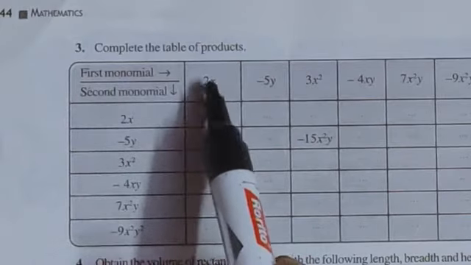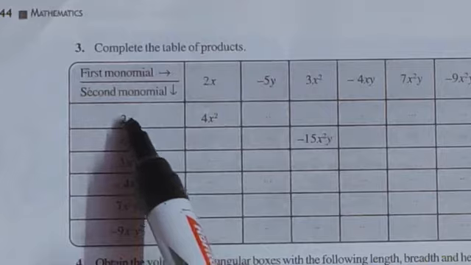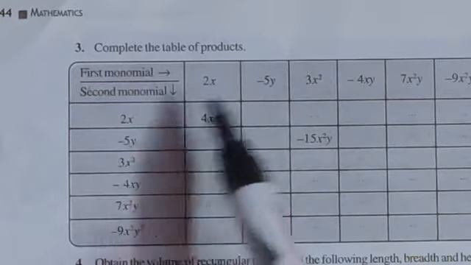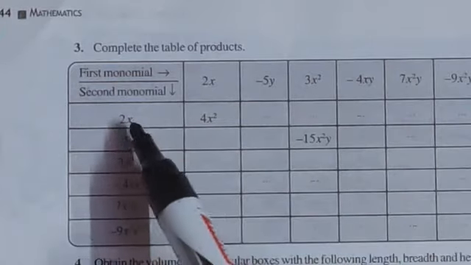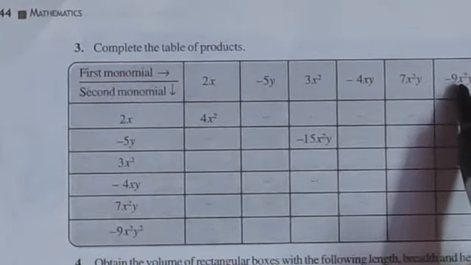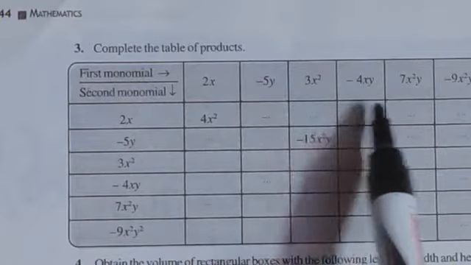ये first one 2x को 2x से multiply करना है, then minus 5y को 2x से multiply करना है, then 3x square को 2x से multiply करना है, then minus 4xy को 2x से multiply करना है, then 7x square y को 2x से multiply करना है, then minus 9x square y को 2x से multiply करना है, और जो उनके corresponding जो नीचे बॉक्स है उनको उसमें आंसर लिखना है.